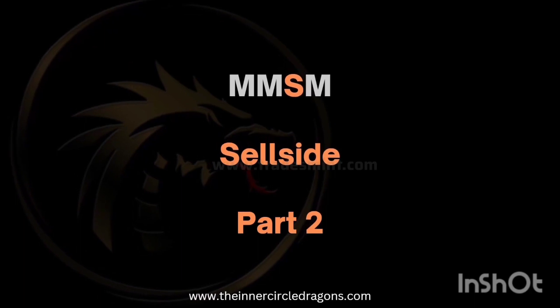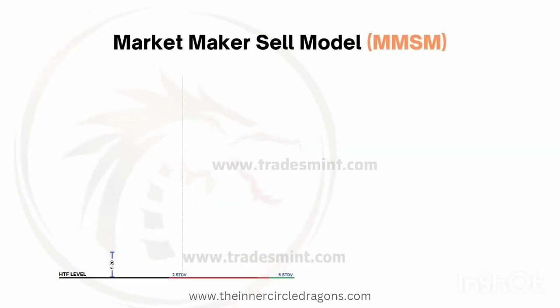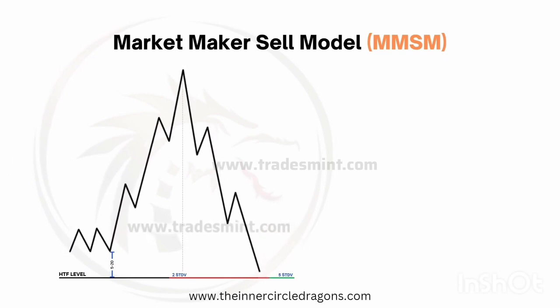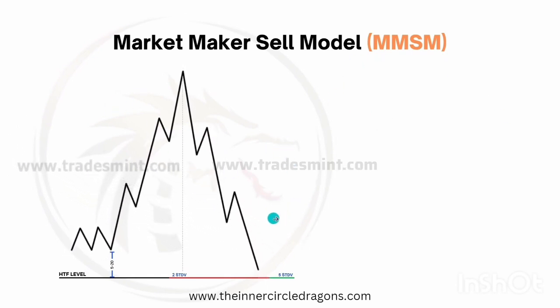This is part 2 of the market maker sell model, discussing the sell side delivery on the right side of the curve. So from our last lesson, we have already discussed the different ways we can grade deviations and how we can arrive at a calibrated terminus. Now let's get into a little bit more detail about the sell side delivery within the sell program.